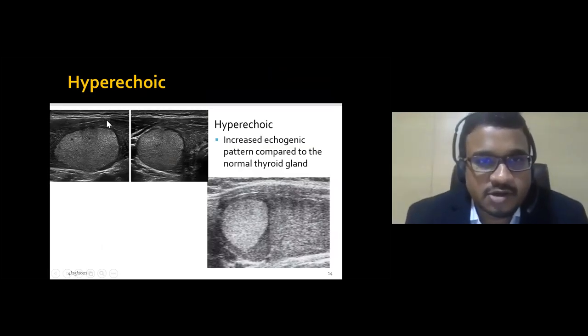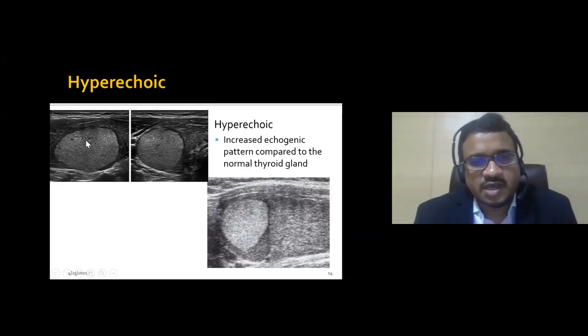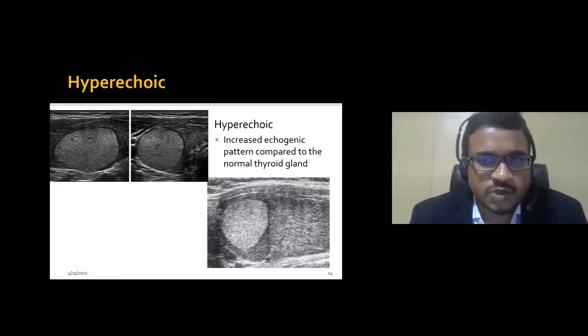So again, coming to the hyperechoic lesions. This entire thing is the thyroid gland. Inside that, you can see a nodule here, and the echogenicity of this nodule is higher compared to the normal thyroid tissue. This is the echogenicity of the normal thyroid tissue. This is the hyperechoic thyroid nodule. Most of these hyperechoic nodules are usually benign.